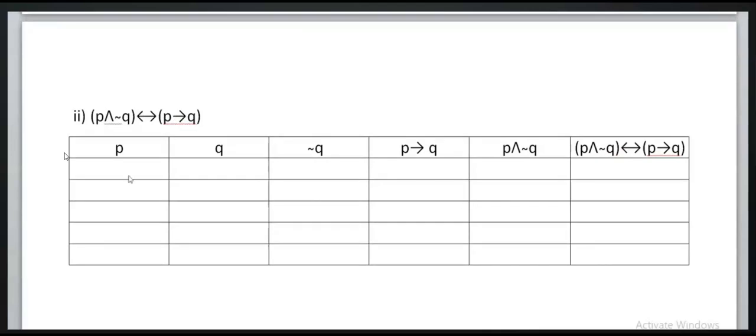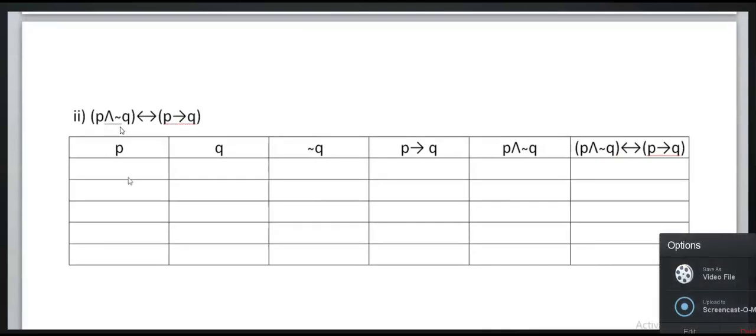Now see this truth table again. In the given statement pattern, the main connective is a double implication. This we require. To find this, we will construct: first P, then Q, then negation of Q. After finding this, we will find P and negation of Q. Next, we will also require P implies Q. And then after doing these two, we will do the double implication of these two.